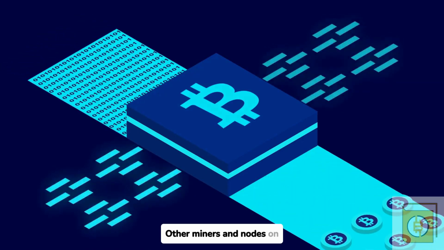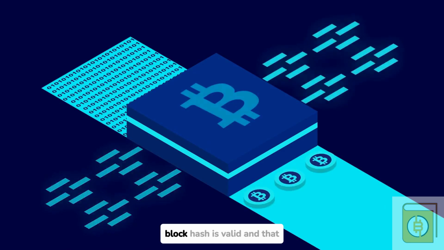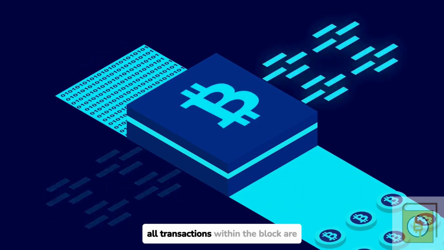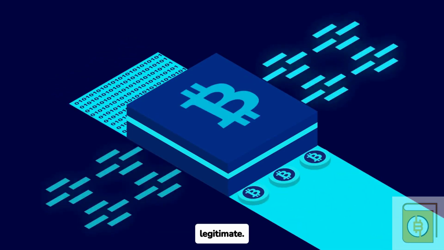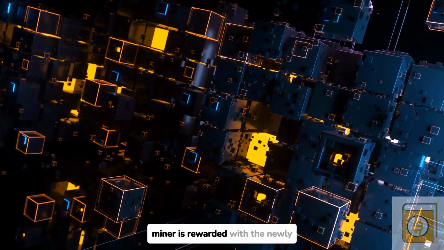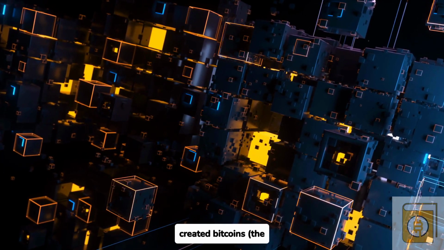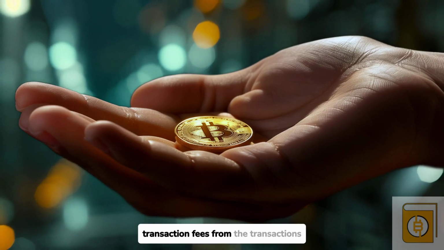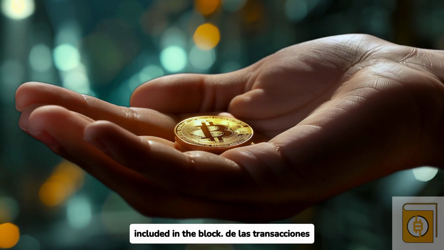Other miners and nodes on the network then verify that the block hash is valid and that all transactions within the block are legitimate. Once verified, the block is added to the blockchain, and the miner is rewarded with the newly created bitcoins, the block reward, and transaction fees from the transactions included in the block.